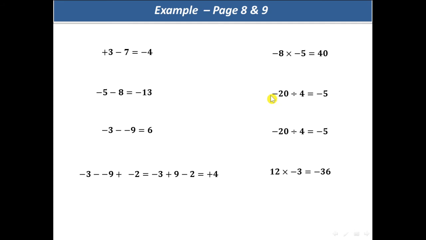And here also minus divided by plus gives you minus. 20 divided by 4 gives us 5. And 12 times minus 3: plus times minus is minus. 12 times 3 equals 36. I don't believe that this was very hard for you.